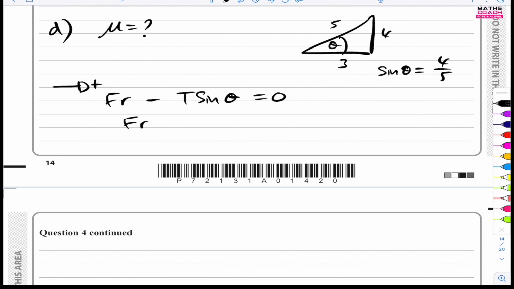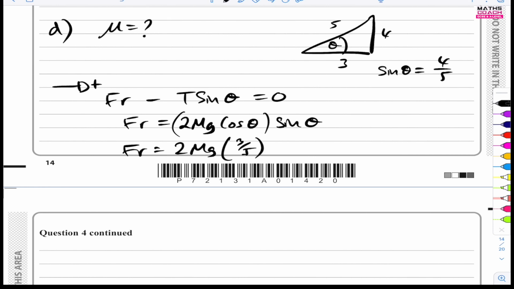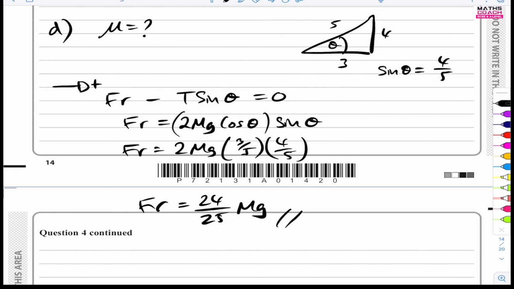So let's set up an equation for F of R now. That's going to be F of R, and let's take everything to the other side. Now remember T, we found the value of T earlier. It was 2 mg. So it's going to be 2 mg cos theta, and then we're going to times this by sine theta. So let's put all the values in. 2 mg, cos is 3 over 5, and sine was 4 over 5. If we calculate all of that, we get F of R is equal to 24 over 25 mg.